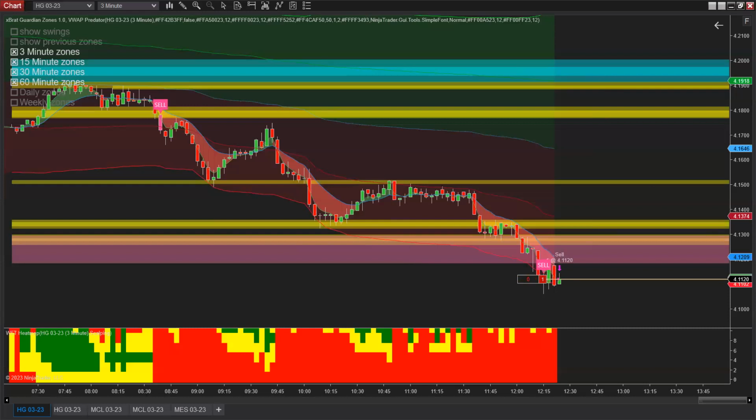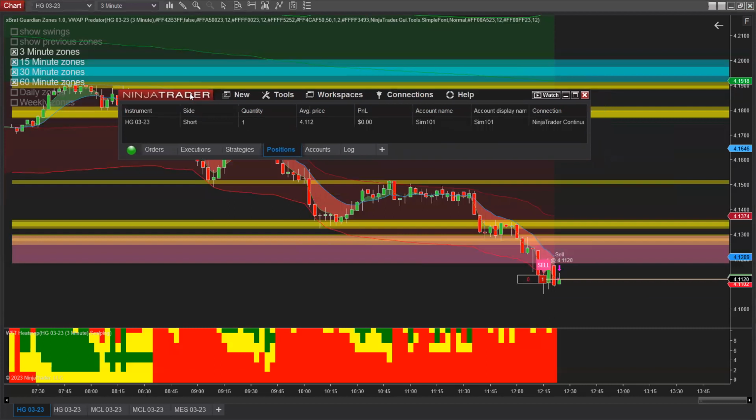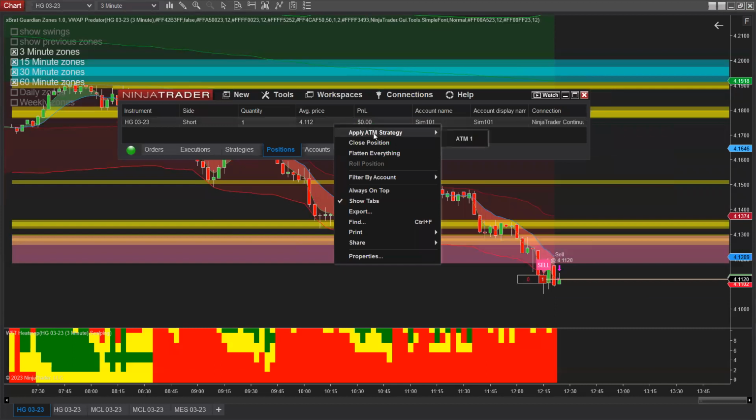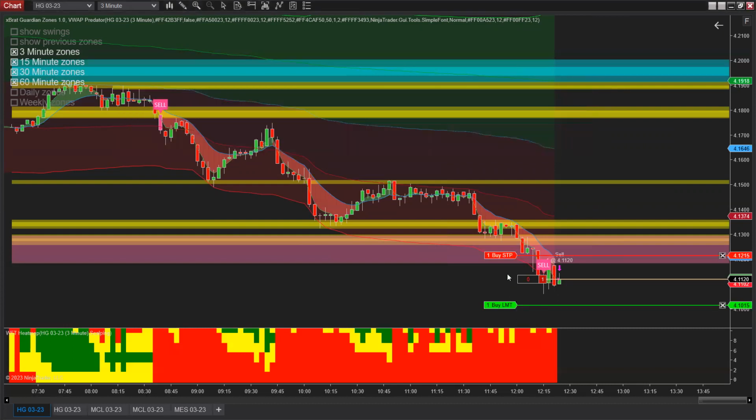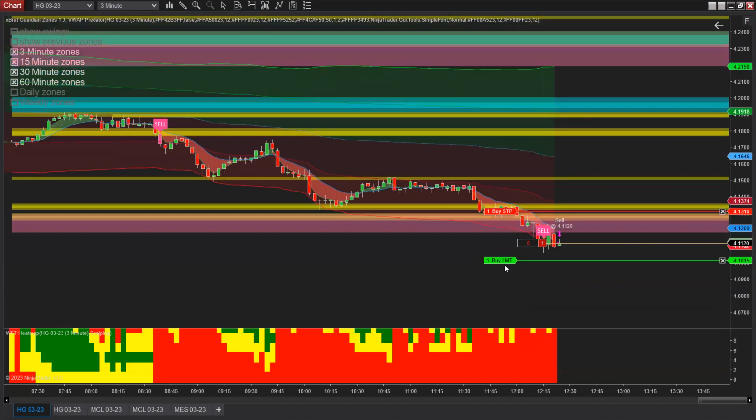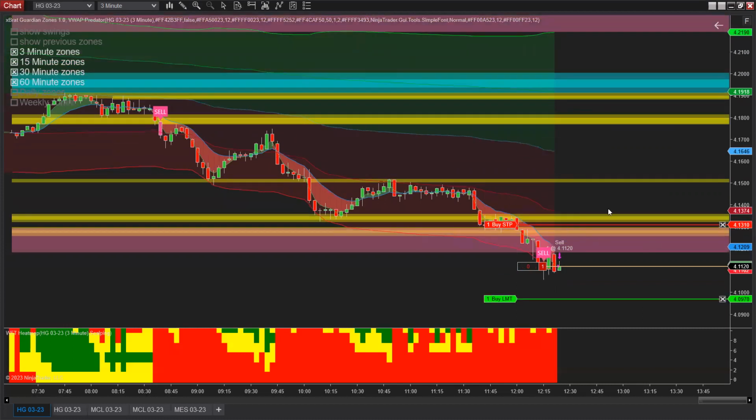So the order's filled. The next thing we want to do now on our NinjaTrader is we see there's a position open. If we right click on here, we can apply that ATM strategy that we've got. If we click apply now, you see the stop comes on and you see the take profit. For this one, the stop needs to be above those zones there. So you just click it, drag it, click again, and it moves it. If we want to take, say, 30 ticks out of this one, we just adjust it there. So that's your stop and your limit order that's on.